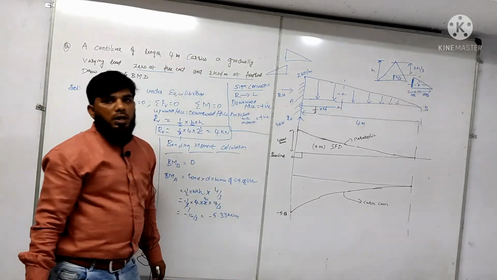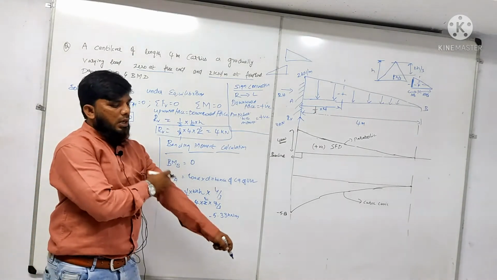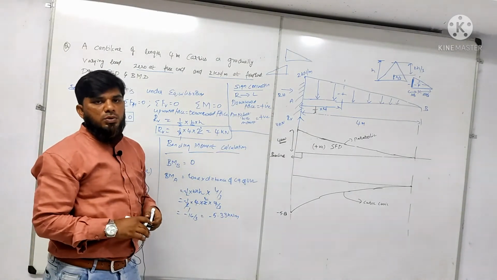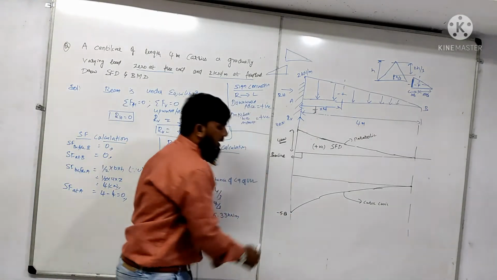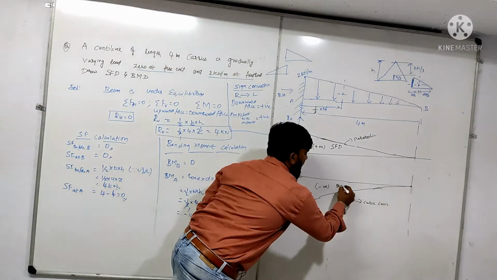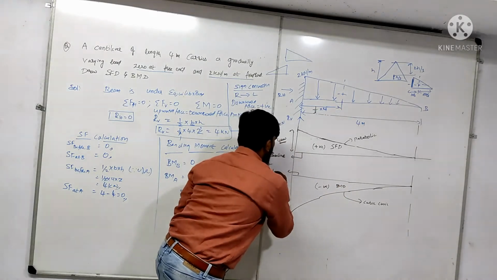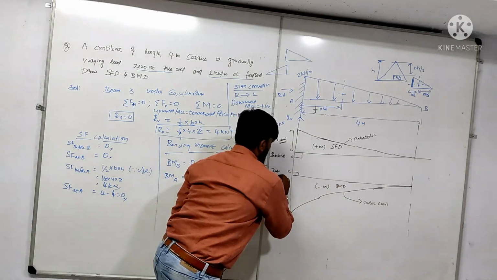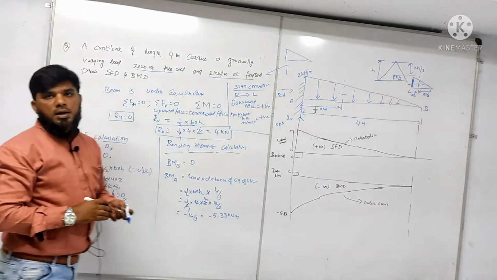Okay, this line will be a cubic curve. Clear? So with this, what side are we having? Negative side. So this is the negative bending moment diagram, and this is again your baseline. So with this we end the.